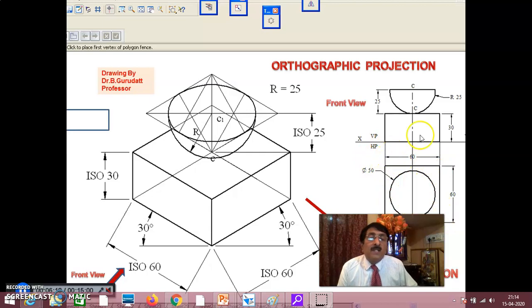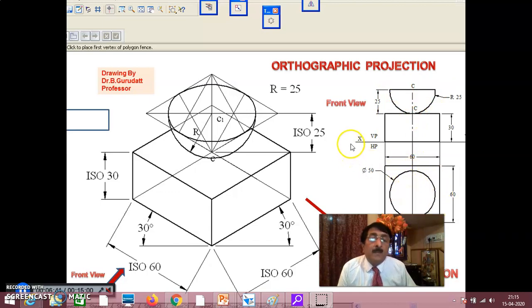Once you complete that, go for the second solid. The second solid is here. The second solid is a hemisphere, with actual radius 25. One radius also you draw. In that way you complete the hemisphere. This radius is 25, and this is a horizontal portion. And then immediately complete the top view.